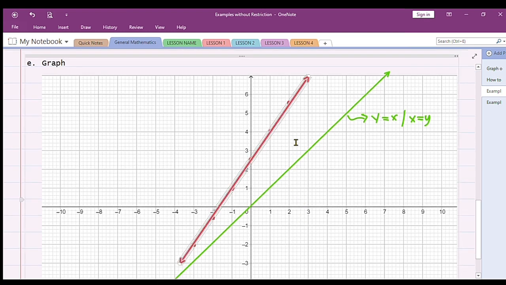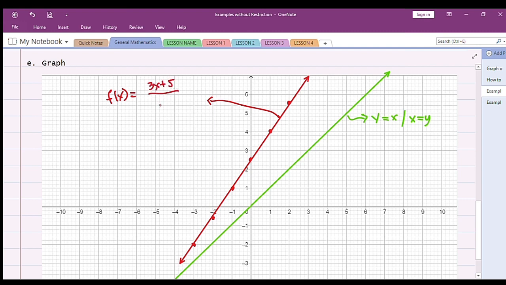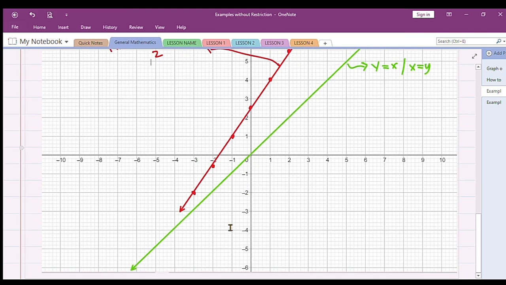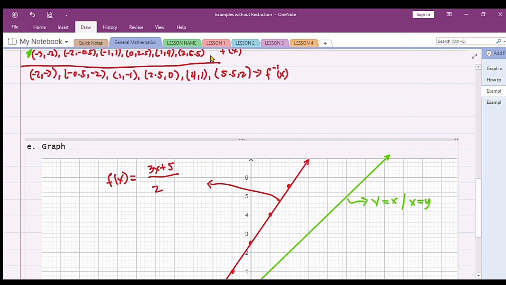Okay, we have this graph for the original function. This is our original function, f of x is equal to 3x plus 5 all over 2. Now, hanapin naman natin yung graph ng ating inverse of a function. Okay, our inverse of a function, we use different color. Okay, anong color kaya yung ginawa na? Okay, orange. The orange one.